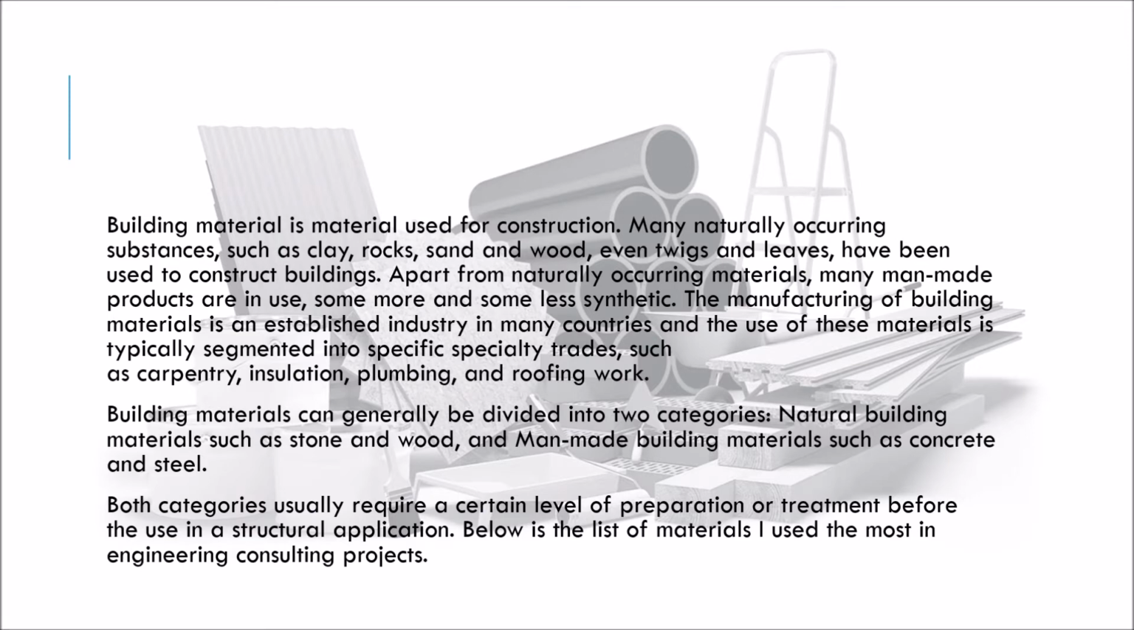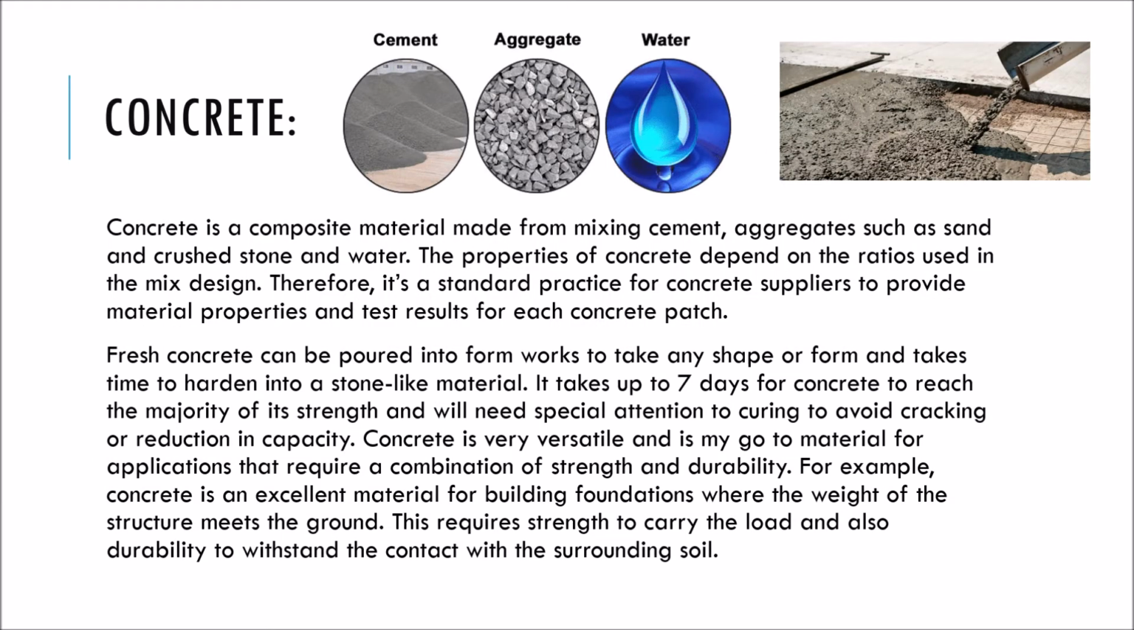So building materials can generally be divided into two categories: natural building materials such as stone and wood, and man-made including materials such as concrete and steel. But both categories usually require a certain level of preparation or treatment before use in structural application. So below is the list of materials that are being used in engineering consulting projects. Some of it. Okay. The first is concrete.